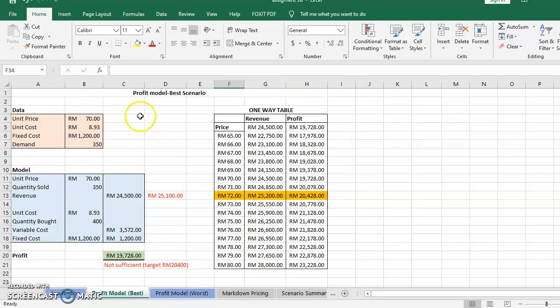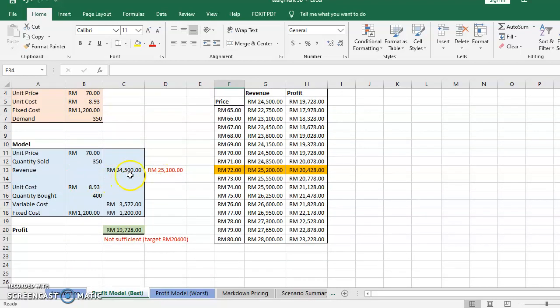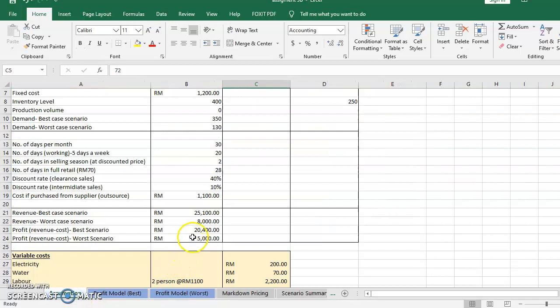Okay, why do I make this? What do we learn from this profit model best scenario sheet? It is for us to test whether the data that I collect from the assumption and apply into this model achieves my target or not. My target is the revenue and the profit, which from the assumption I have obtained: 25,100 ringgit for revenue and 20,400 ringgit for profit in the best scenario.